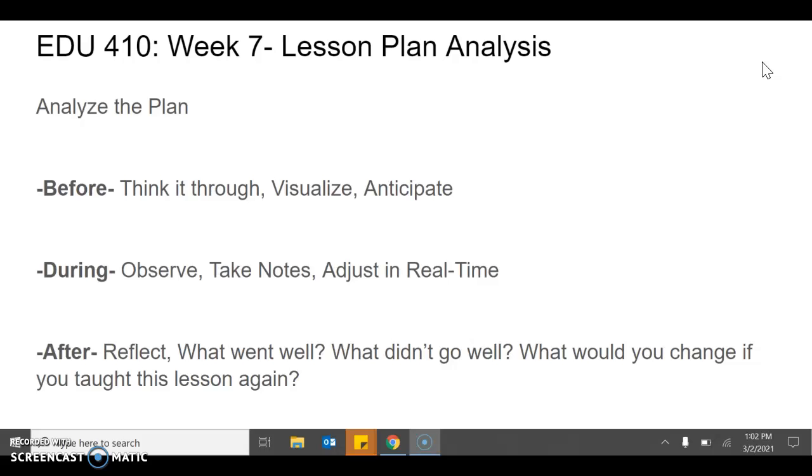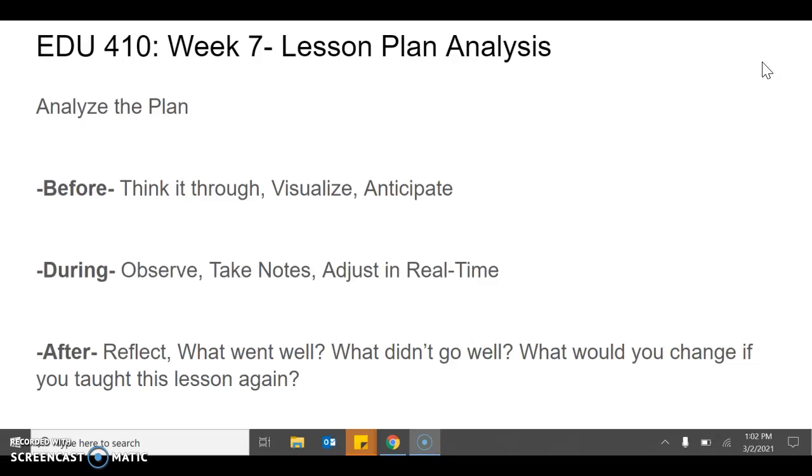But let's talk about lesson plan analysis. This is for 410 students, but it's also for the student teachers. If you remember, 470 students, you did this last term, where you analyzed the lesson plan that you created. The big thing to remember is analysis of your plan is constant and ongoing. Usually when you hear analysis, the go-to is to think, okay, analyze after it happens. But as teachers, we want to analyze lesson plans that we create before, during, and after. And let's talk a little bit about why.